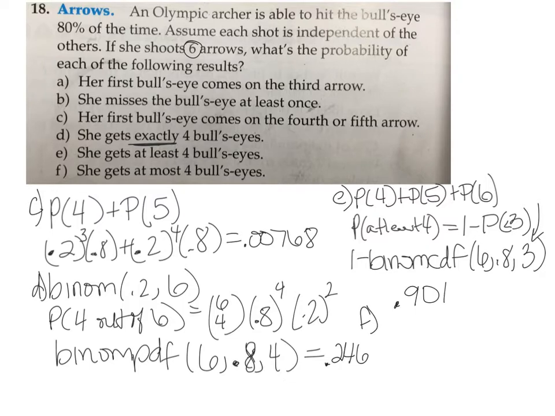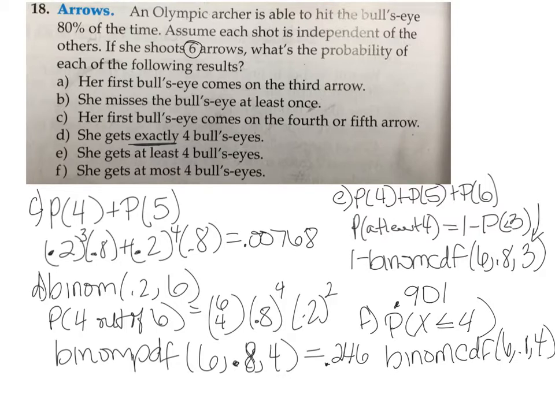And then F is she gets at most 4. So F, at most, that wording is the probability that she gets less than or equal to 4, which is just binom CDF 6, 0.8, 4. I'll pull that back up. And I got 0.345.